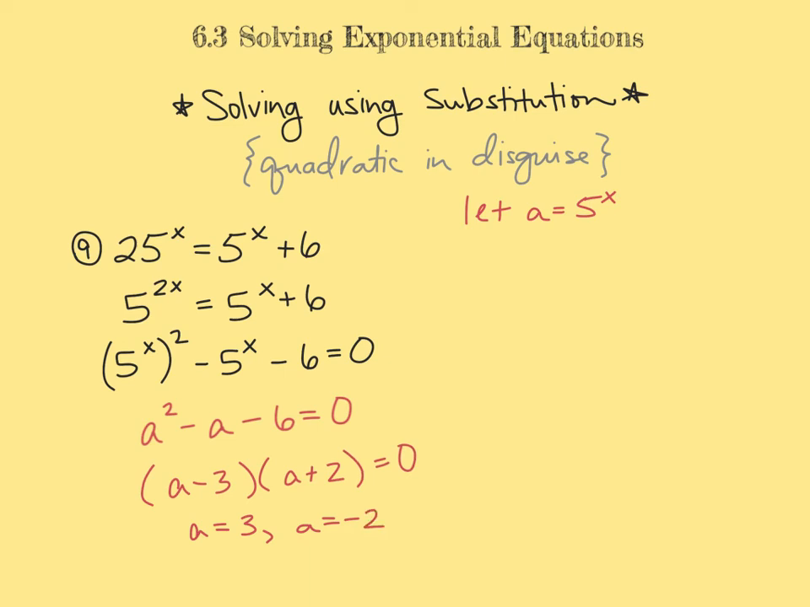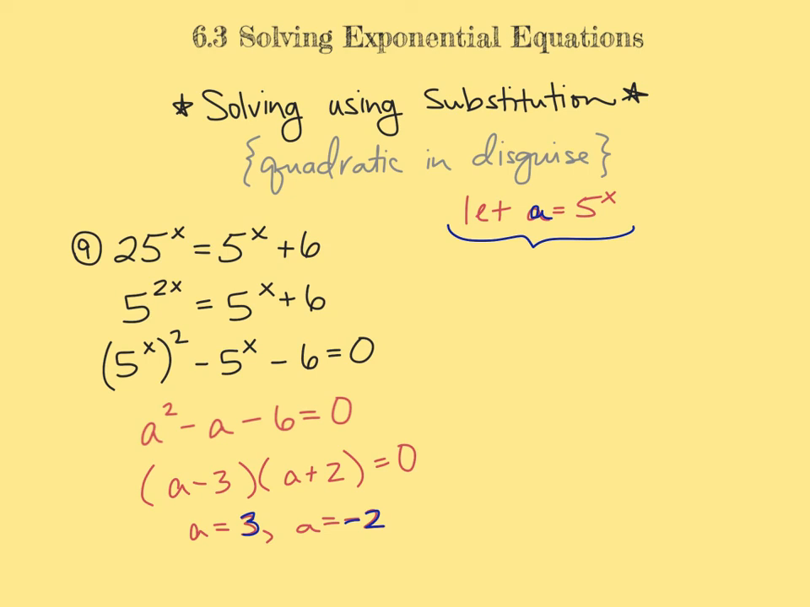Now, the only problem is that once you use substitution, we don't necessarily care what a equals. We need to solve for x because that was the original variable. So we're going to do what's called back substitution. Because we let a equal 5 to the x, what I'll do is replace a with what we saw that a equaled. It equaled 3 and -2.